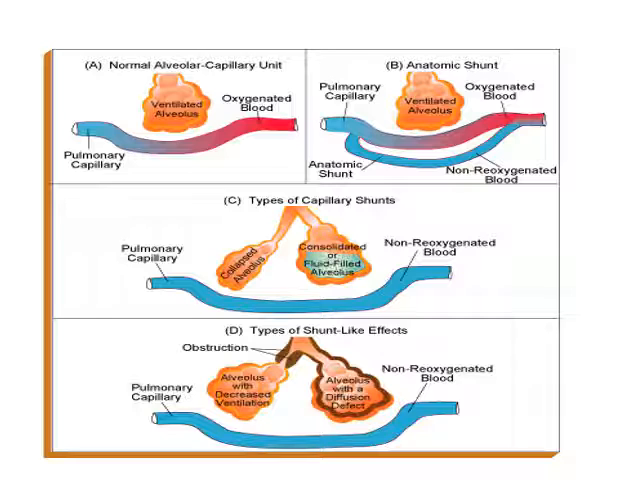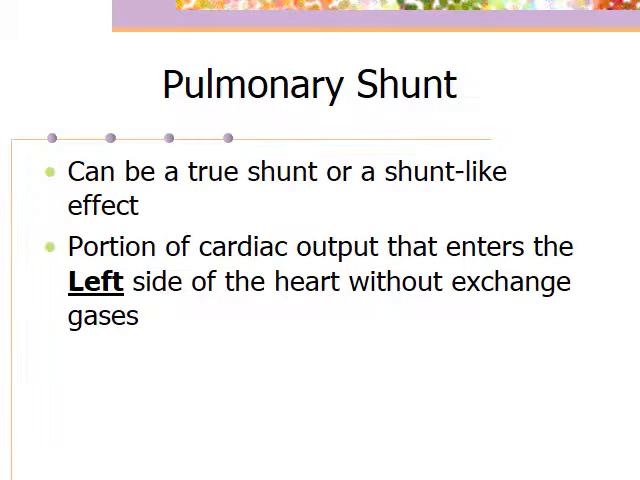You see in that A box that you have oxygenated blood mixed with your pulmonary capillary blood, and then you have a ventilated alveolus. So that looks perfectly normal. Okay, and the next one shows blood going to the left side of the heart without gas exchange, so the patient becomes hypoxic.